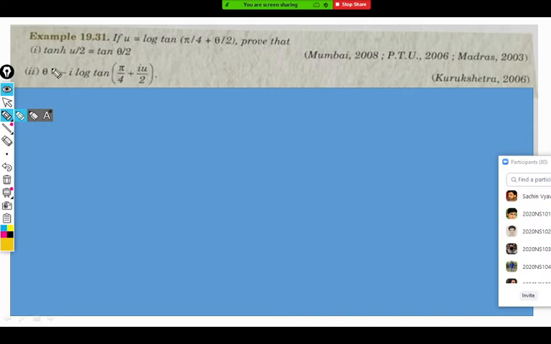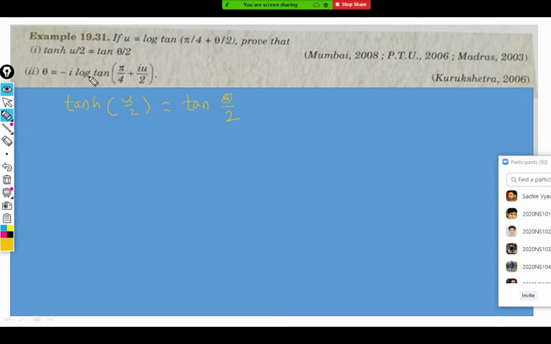That first result we did: tan hyperbolic of u by 2 is equal to tan of theta by 2. That we finished. Now we have to come to this result. We want the answer for theta in terms of a log.